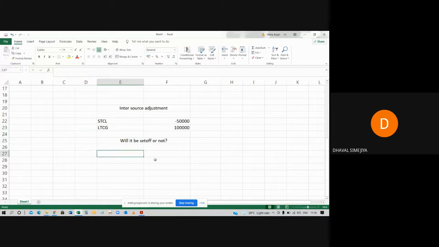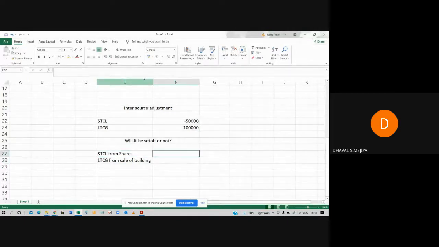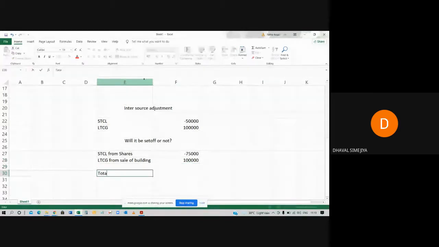Let me give you one question. Short-term capital loss from sale of shares, let's say 75,000. Long-term capital gain from sale of building 1 lakh rupees. What is the total income?